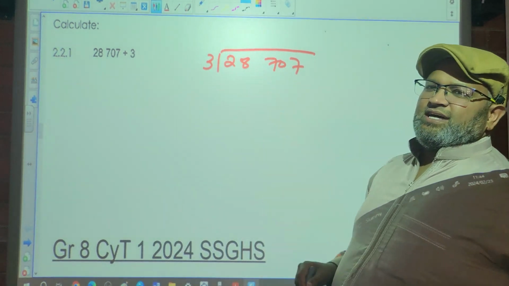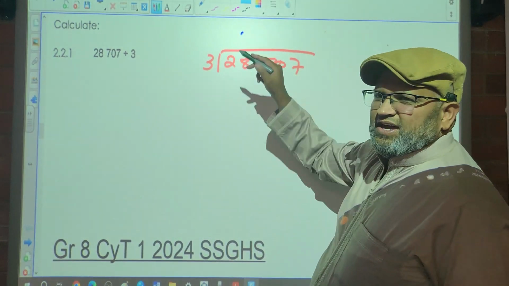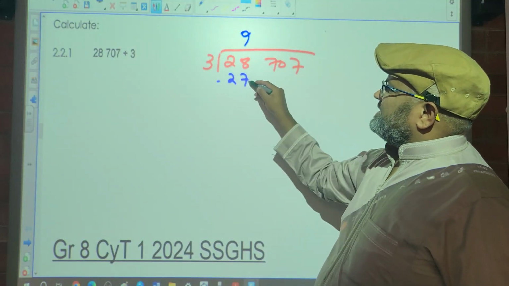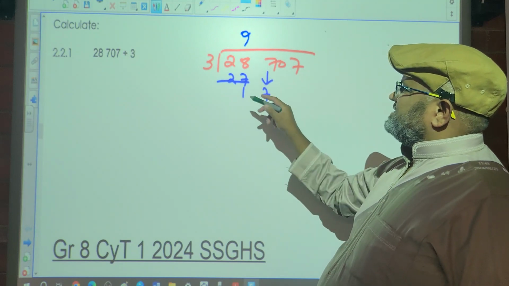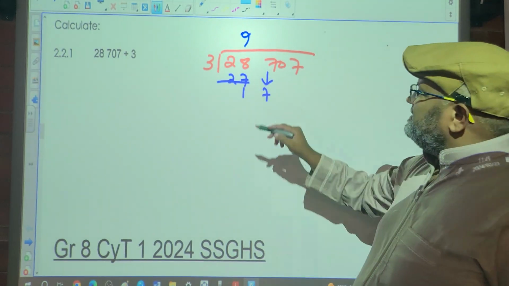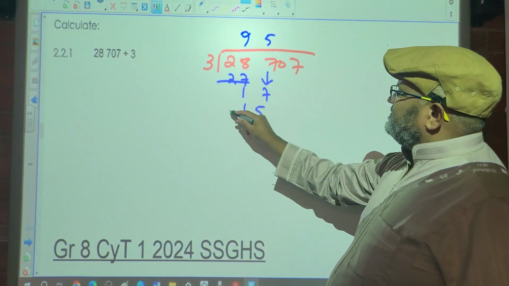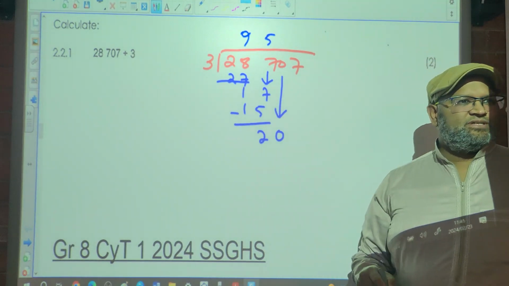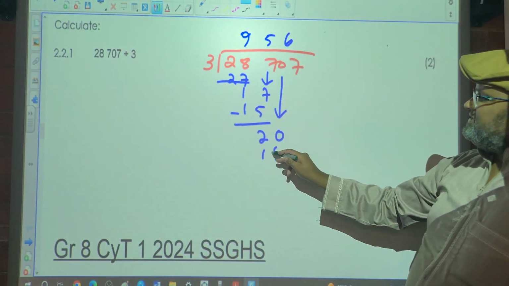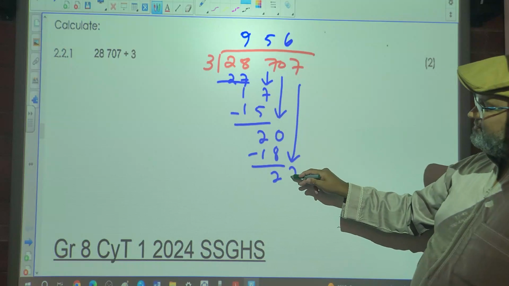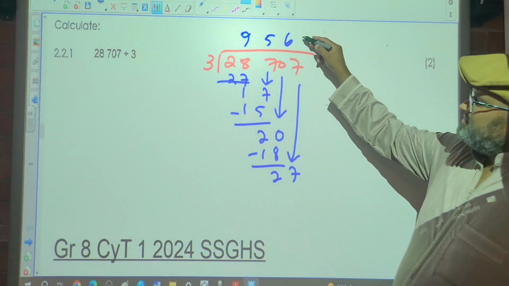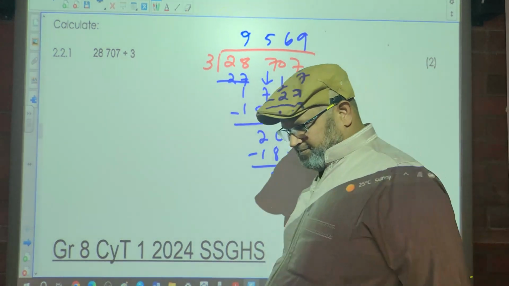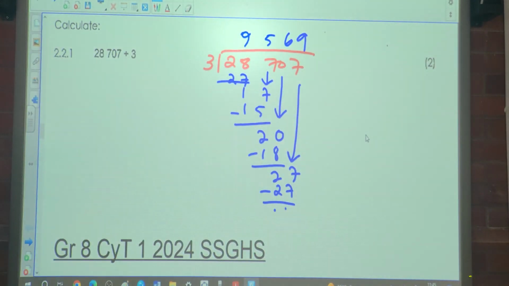3 goes into 28 how many times? 9 times. 9 times 3 is 27. Subtract, I get 1. Carry down the 7. 3 goes into 17 how many times? 5 times. 5 times 3 is 15. Minus, we get 2. Carry down 0. 3 goes into 20 how many times? 6 times. 6 times 3 is 18. Minus, you get 2. Bring down the 7. 3 goes into 27 how many times? 9. 9 times 3 is 27. No remainder. Okay.